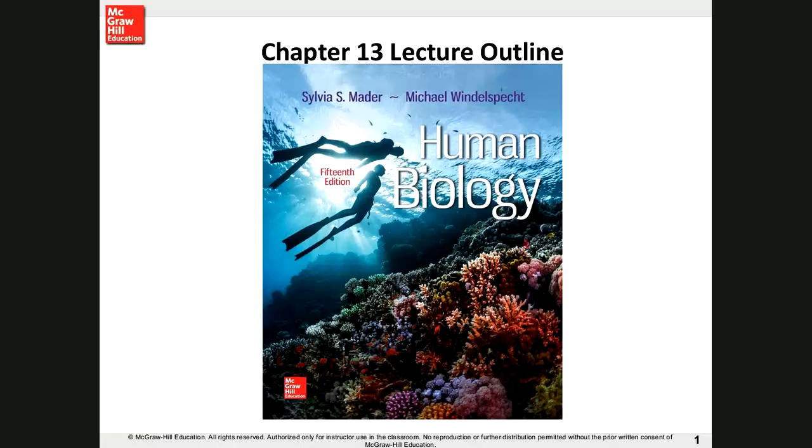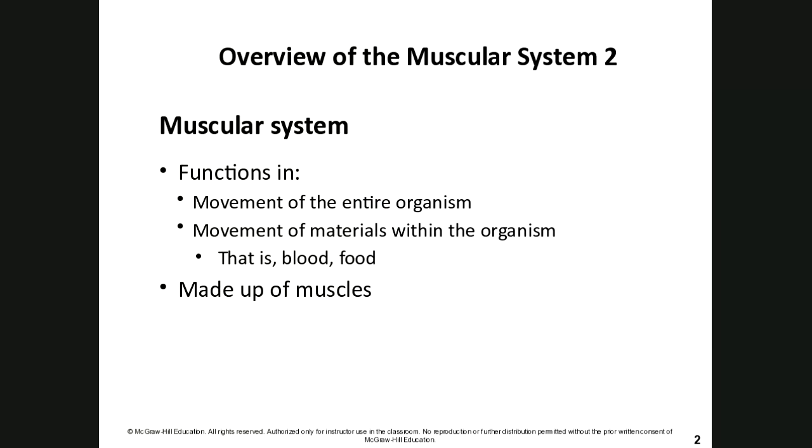So, in the previous chapter, we talked about the skeletal system and how its job was to store calcium deposits, to protect certain organs of the body, and to really give the body some sort of form. Now, the skeletal system by itself cannot actually move the organism. So that is the specific job of the muscular system.